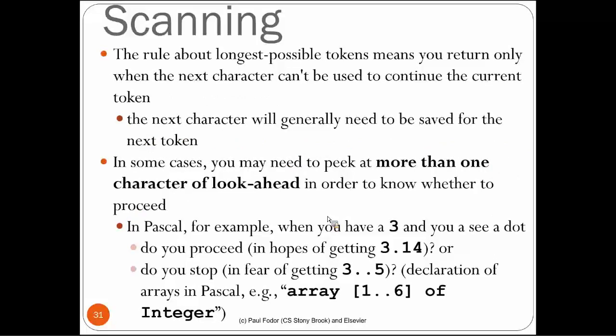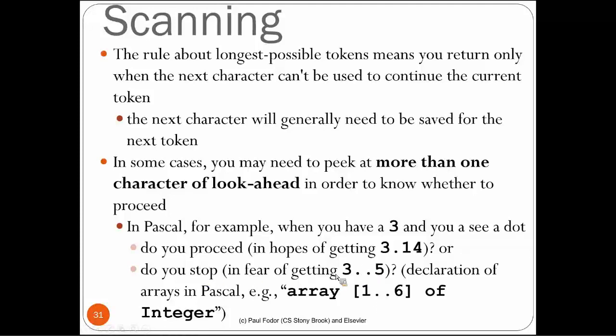So the rule about the longest possible token means that you only return when the next character cannot be used to continue the current token. The next character will generally need to be saved for the next token. Even if you read it and you cannot use it, you announce the current token and you backtrack, giving that character as the next input to the scanner. In some cases, you may actually need more than one character of lookahead. For instance, in Pascal, you cannot stop after you identify a period, when the next character is not a digit.